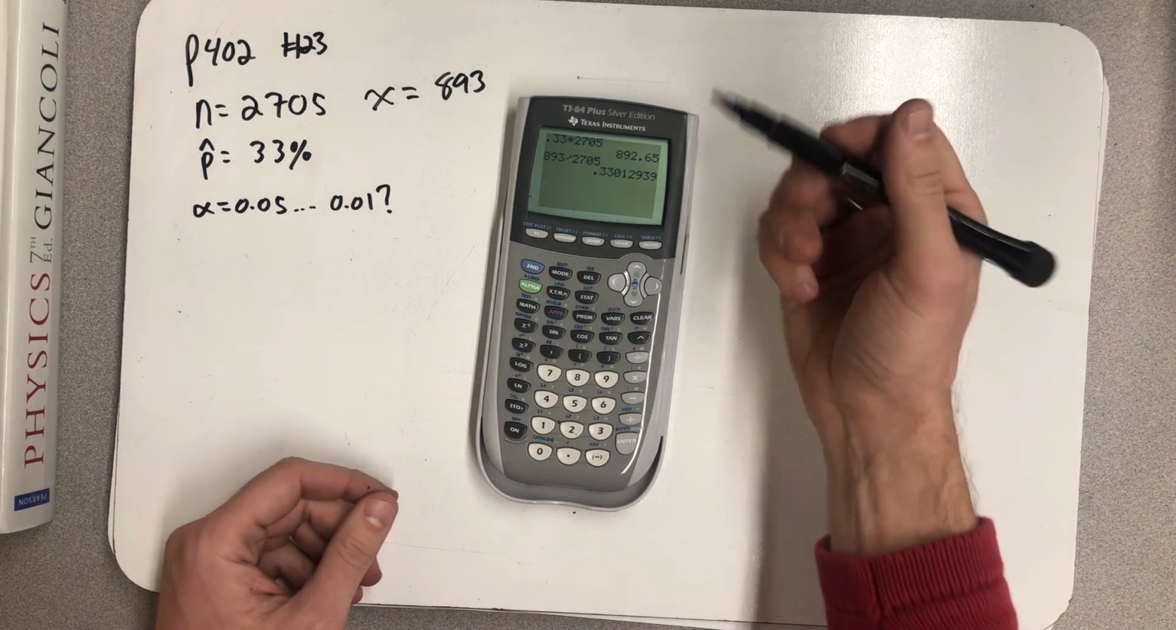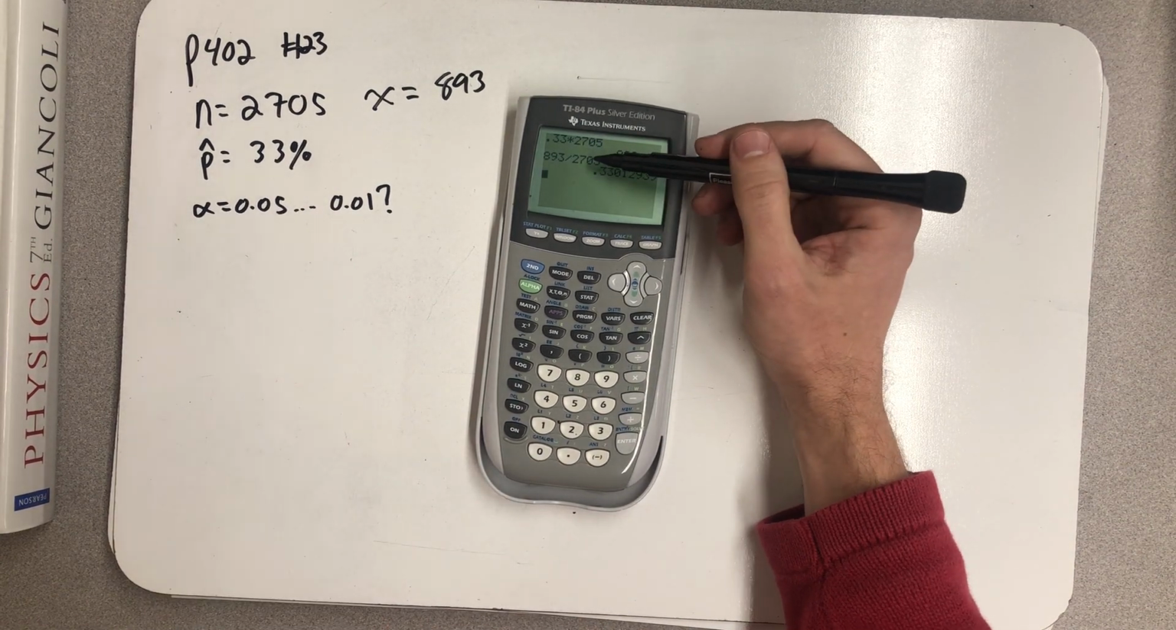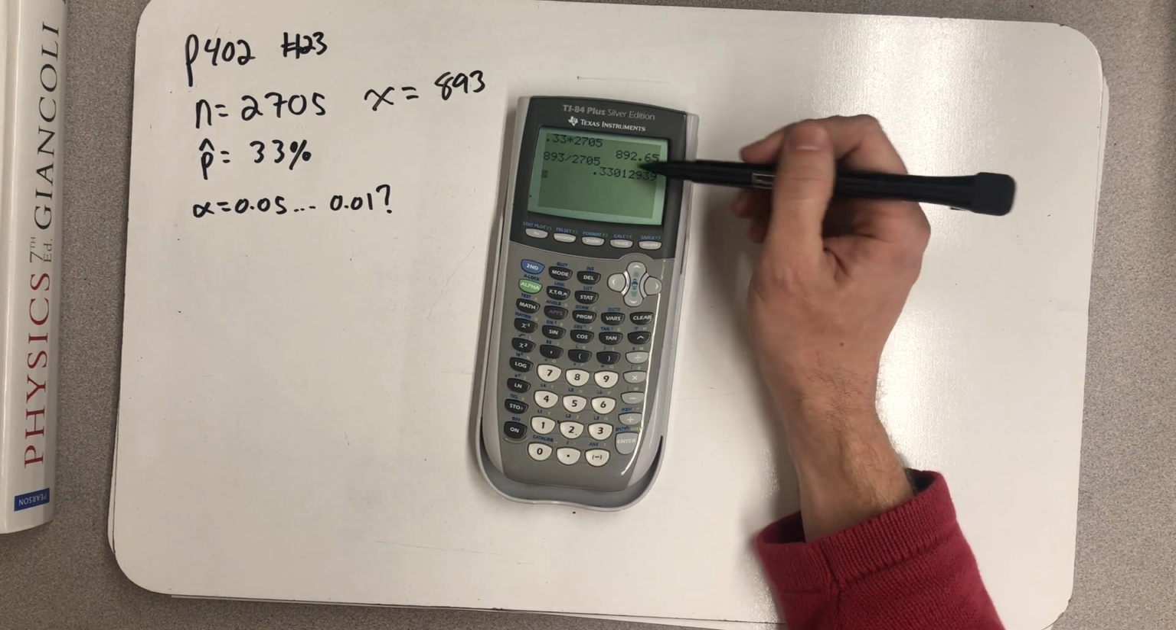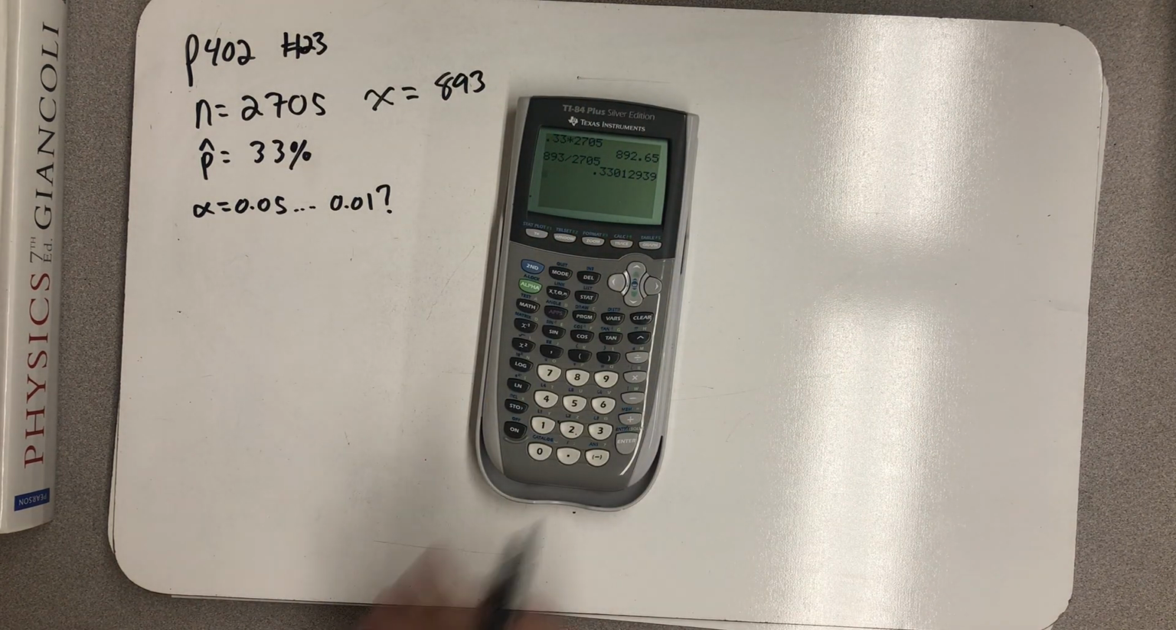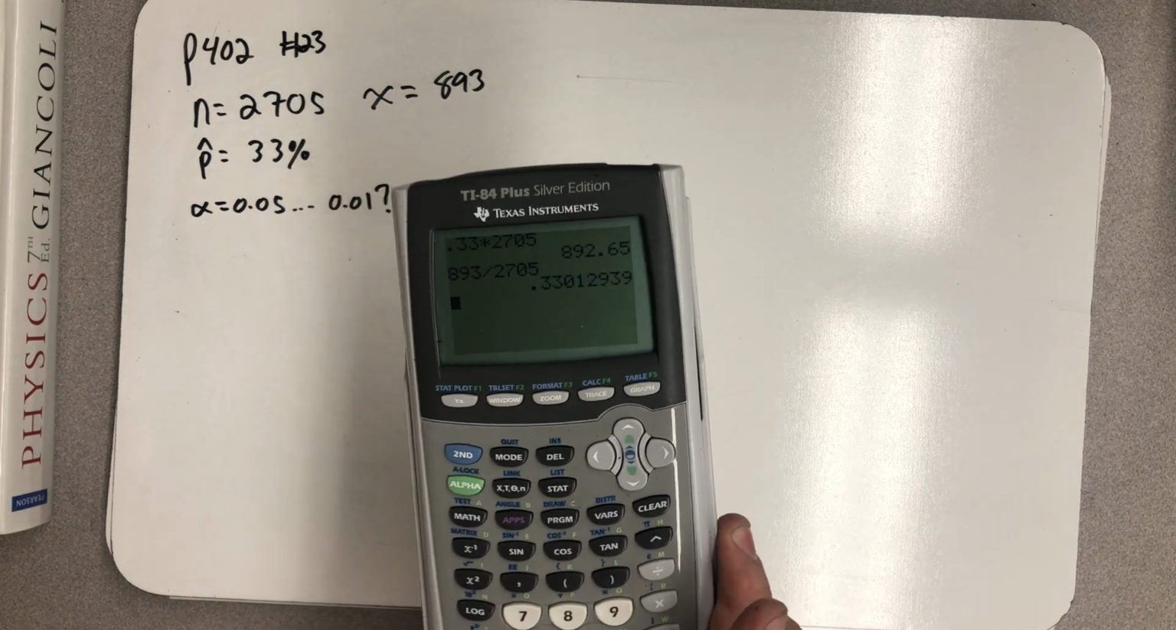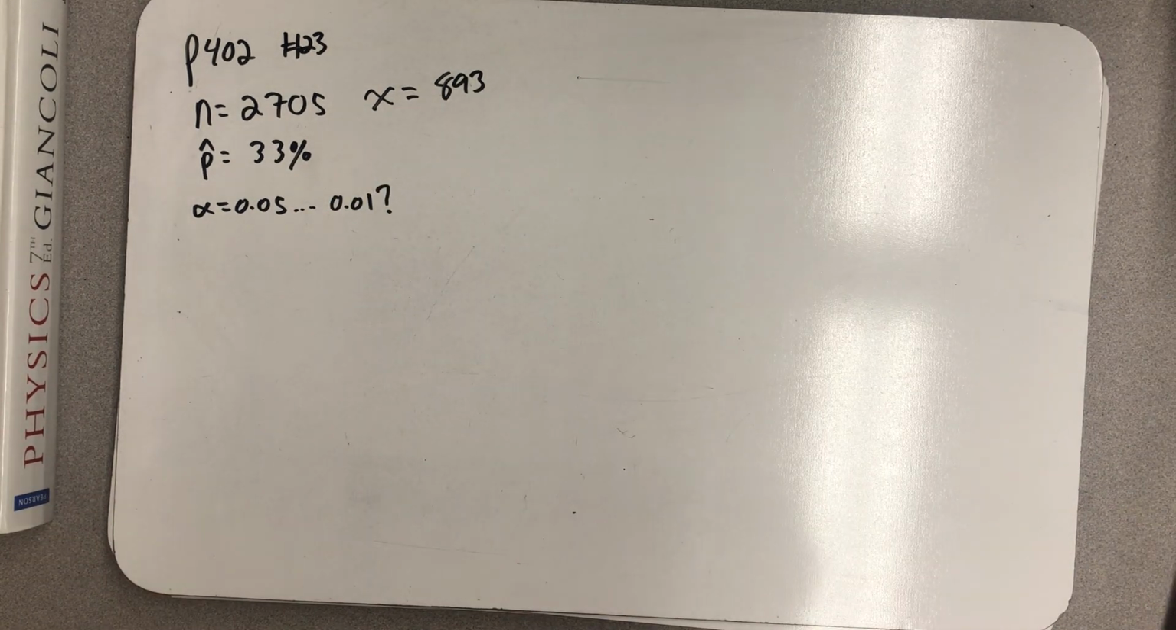So what really happened is whoever did the study had 893 out of 2,705, and they rounded this to that 33%. And that's why we have to round to the nearest whole number here.